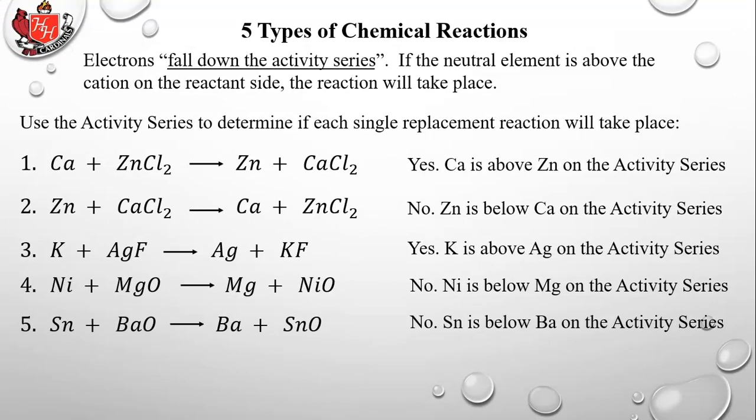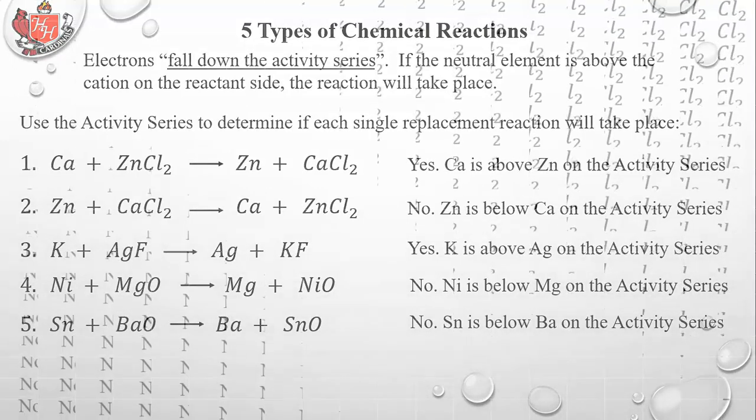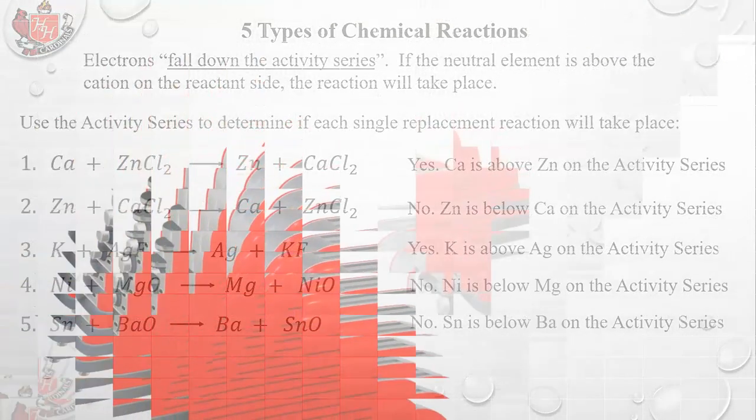So again, if the lone element that you see on the far left side of the equation, the Ca, the Zn, the K, the Ni, the Sn, is above the element that's in the ionic compound, the reaction will take place. If it's below the metal that's in the ionic compound, the reaction will not take place. And so that wraps it up. That's just a quick overview of different types of reactions, and it's how you use the activity series to determine whether a single replacement reaction will actually take place.